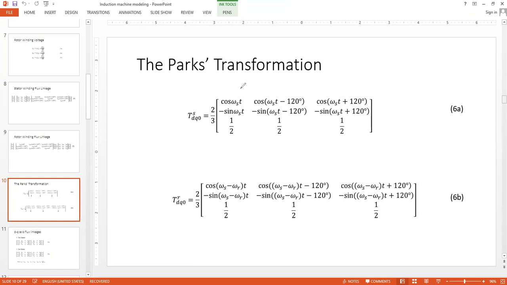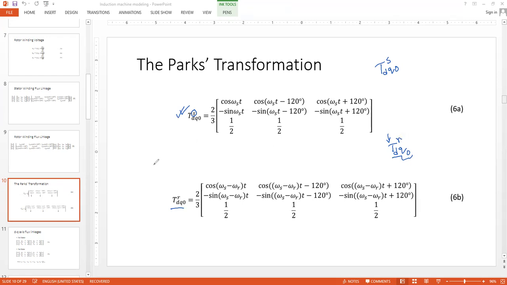In short, if you can see the first one over here, this Parkes transformation is basically related with the stator quantities. T is the transformation matrix, DQ0 stands for the DQ0 frame, and S stands for the stator quantities. Similarly, T DQ0R at the bottom stands for the transformation matrix, DQ0 is the frame where we are going to, and R is the rotor.